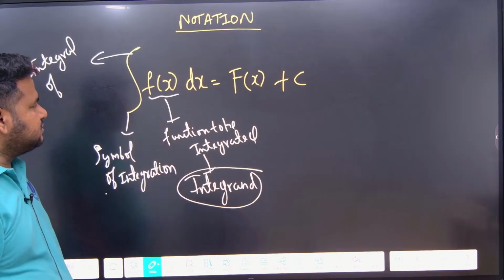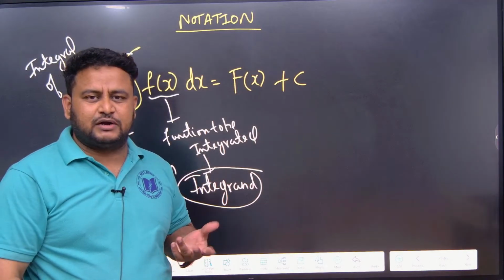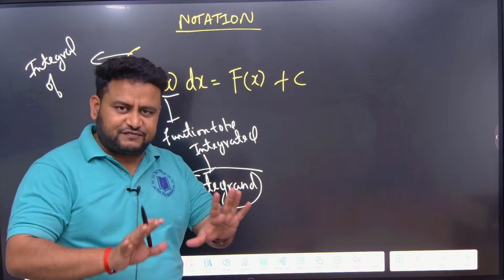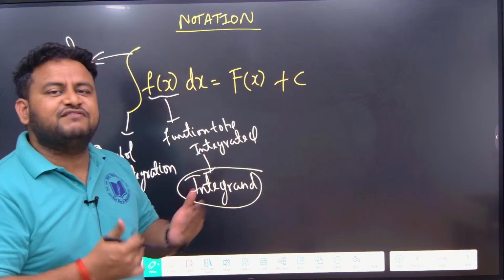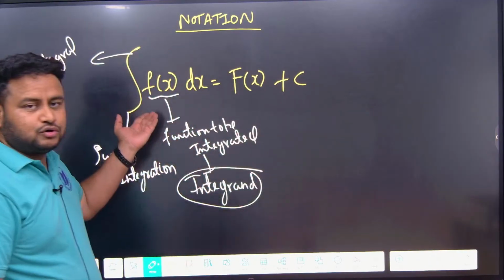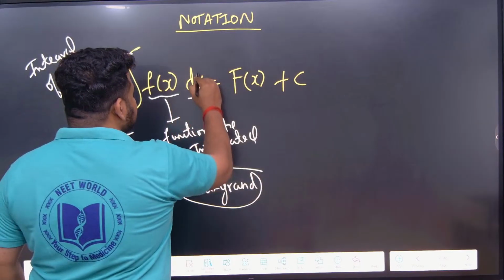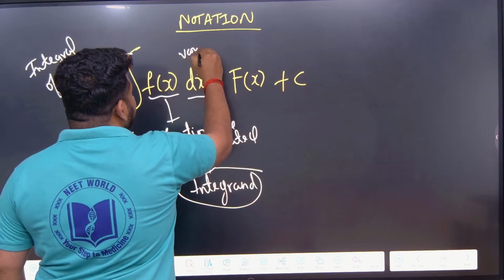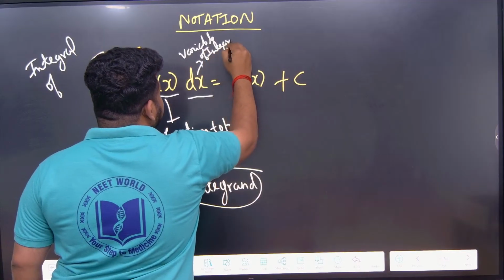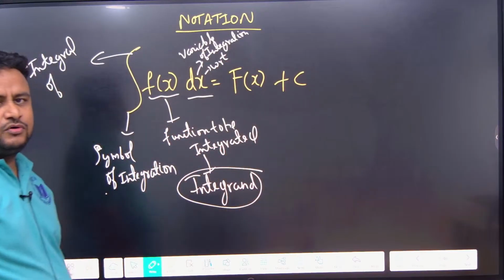Next we have dx. So with respect to what you are integrating? When I talk about differentiation, if I say dy by dx, you understand you are differentiating with respect to x. If I say dy by dt, you understand we are differentiating with respect to t. If I say dy by ds, you will understand we are differentiating with respect to s. So similarly here you should know with respect to what you are integrating. So this is called the variable of integration.